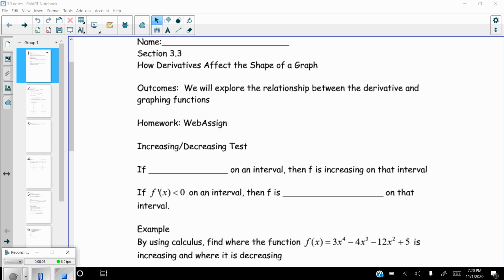Okay, this is section 3.3, how derivatives affect the shape of a graph. What I would say in particular is that this lesson is probably, I don't ever like to say one of the most important, but it really is one of the most important lessons. The better you understand all the concepts behind this lesson, the more all of this stuff is really going to make sense. So this is one that you're probably going to want to really focus on.